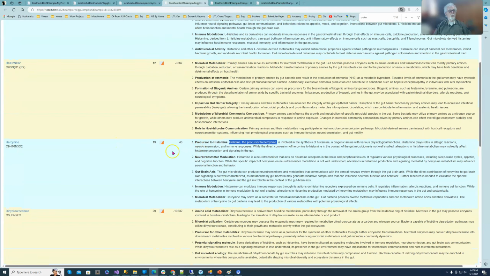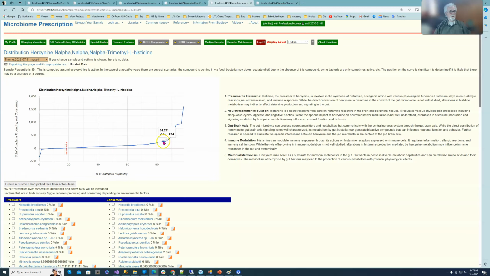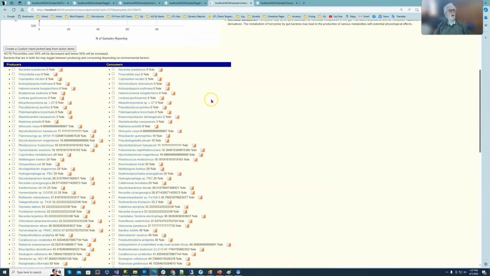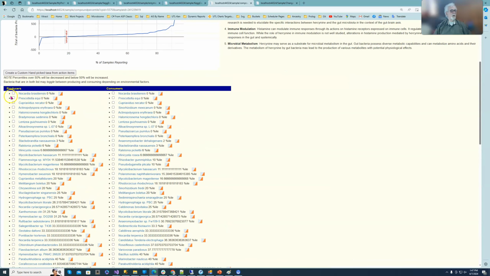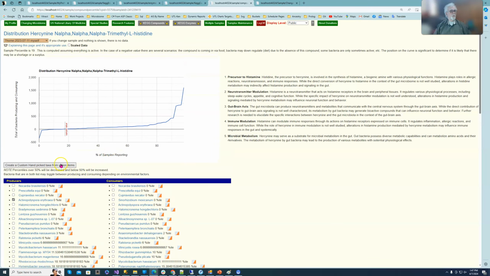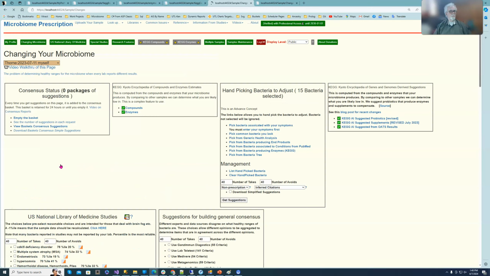So again, we can do as we did before. We can click view, take a look at the list, and we want to decrease the high ones, and we want to increase the low ones, which are unique. There's one which is unique. So we just proceed to add it. So we have 15 bacteria.